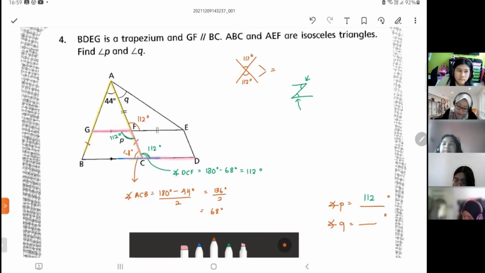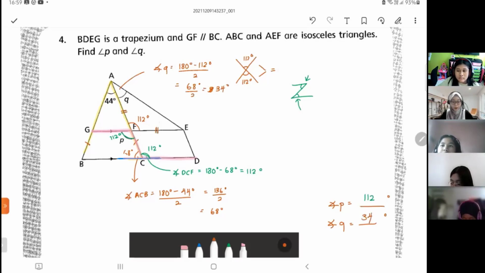Now if I find this is 112, can I find angle Q? Can, okay, because they are isosceles, indicated by this and this. So angle Q is equal to 180 degrees minus 112 degrees, divided by 2. And we're going to get 68 degrees divided by 2, and it's 34, sorry. It's 34 degrees. So angle Q is 34 degrees. That's your answer. All right. Next one.